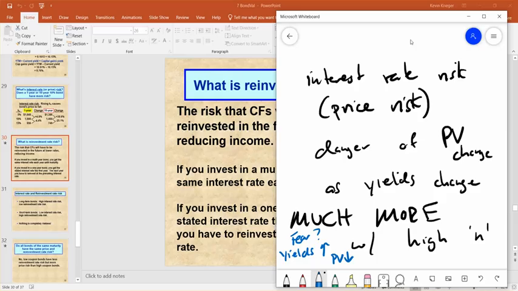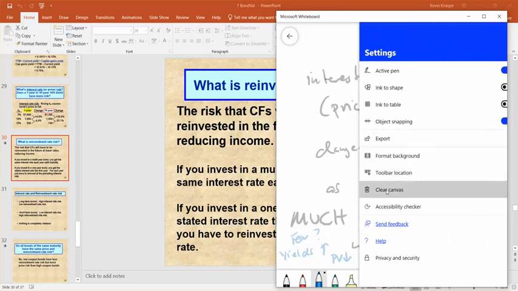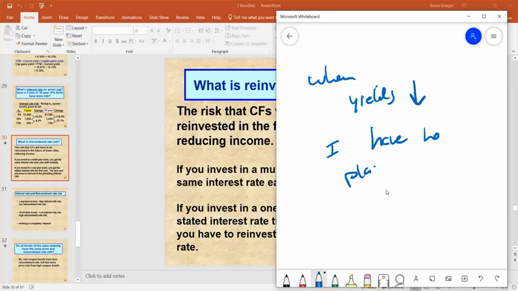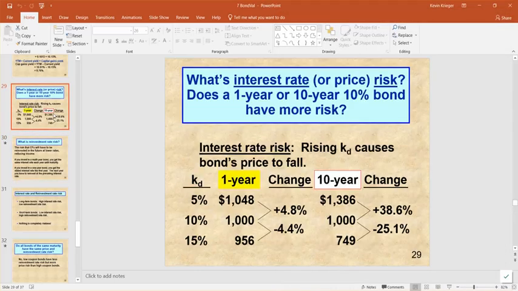Reinvestment rate risk is the flip side. Reinvestment rate risk is when yields go down, I have no place to reinvest my money. I've only got a year until maturity, say, like in this case. What am I going to do a year from now if yields have fallen down to 5%? If I want to make my 10%, I can't get it anywhere anymore.